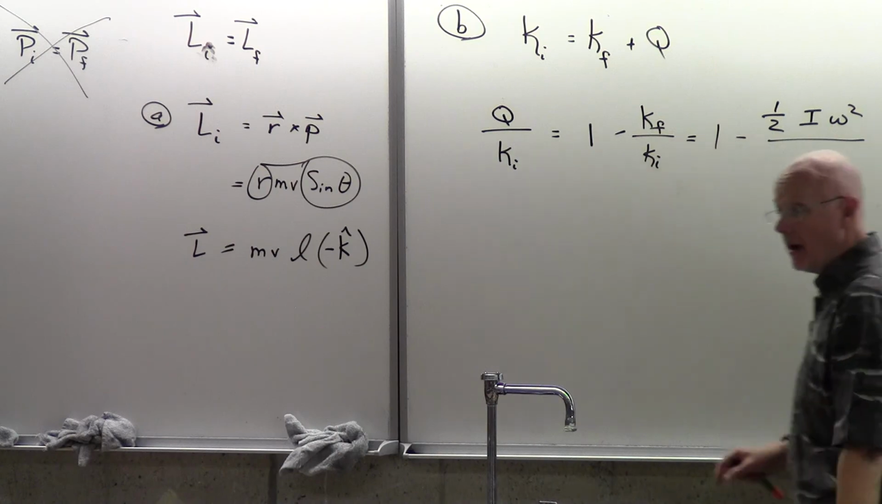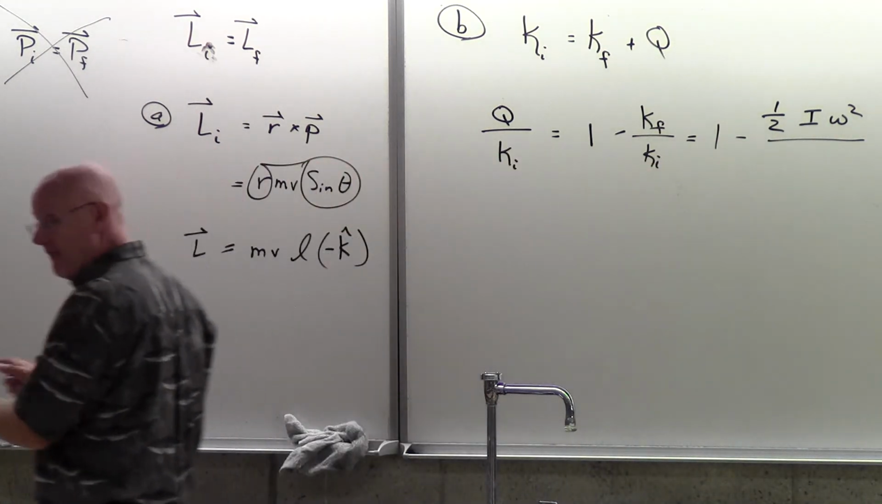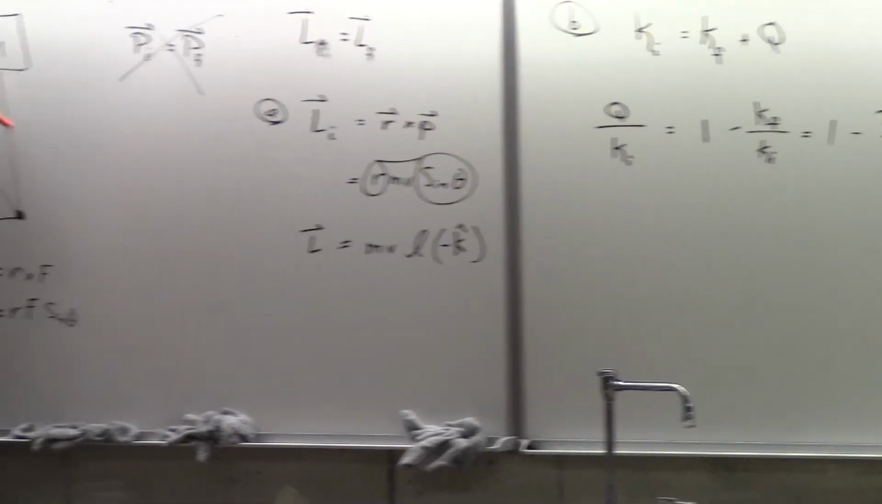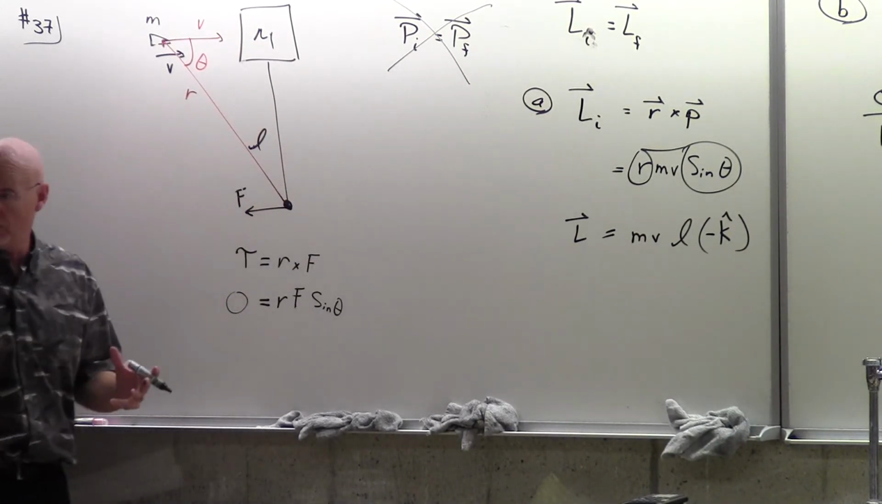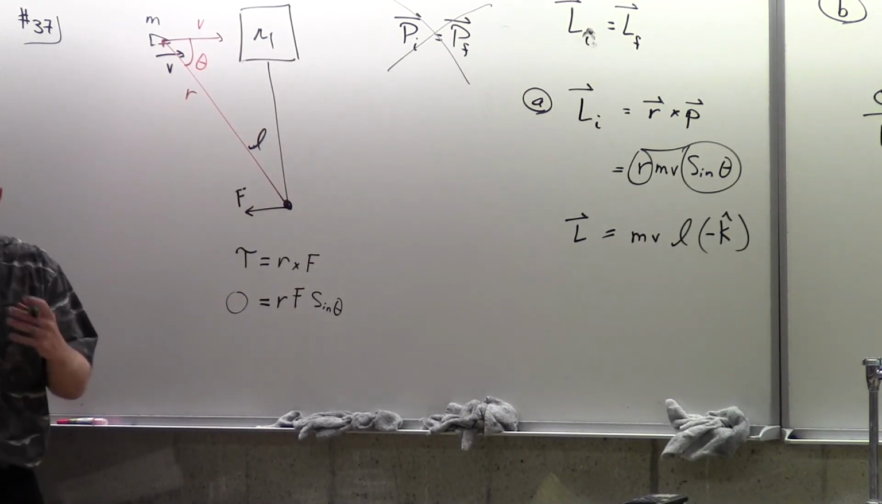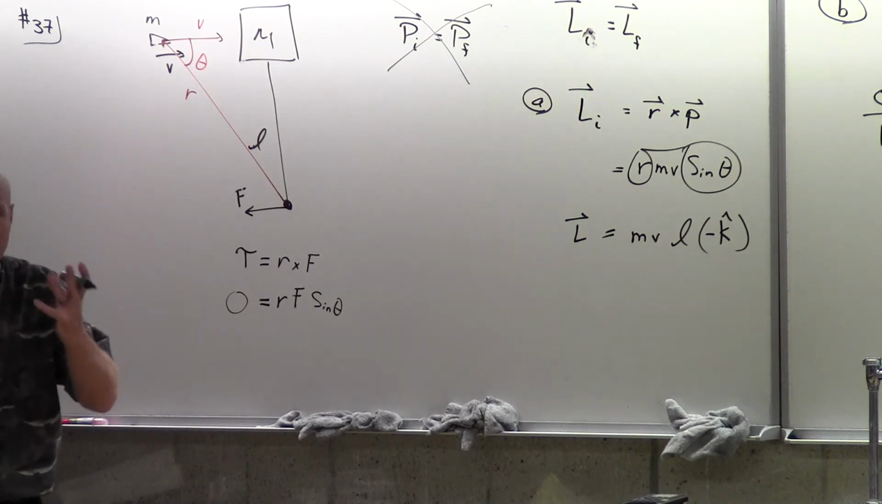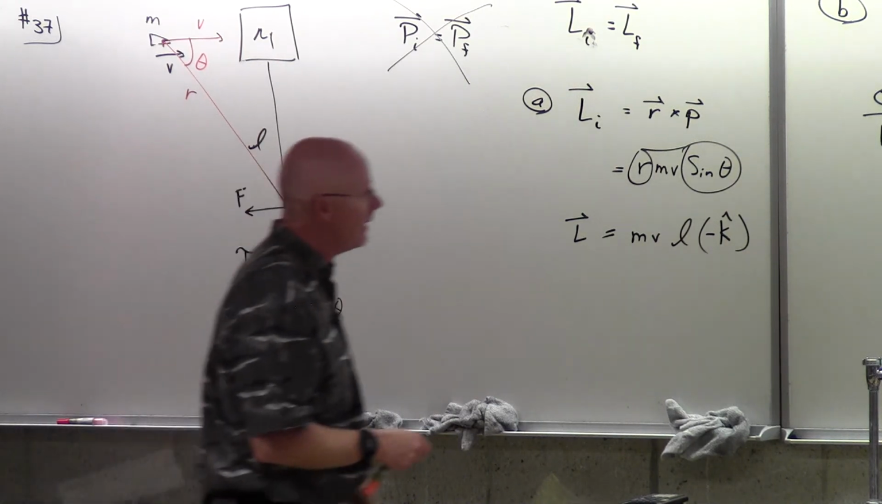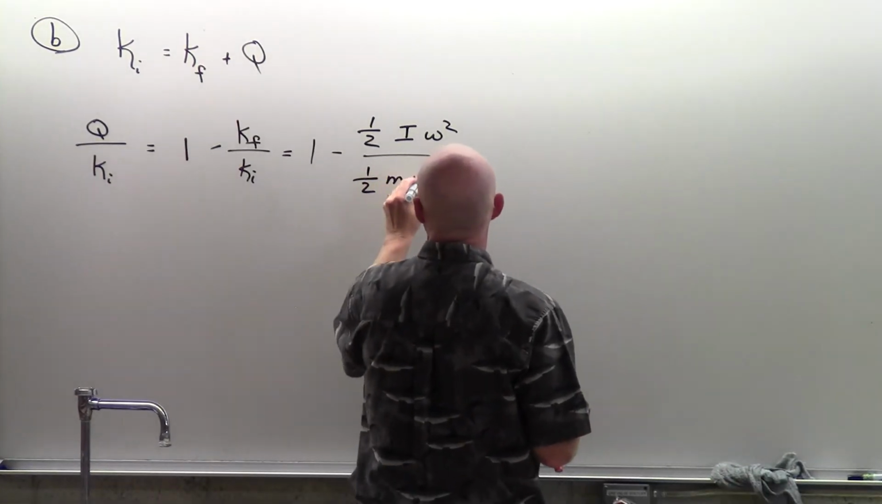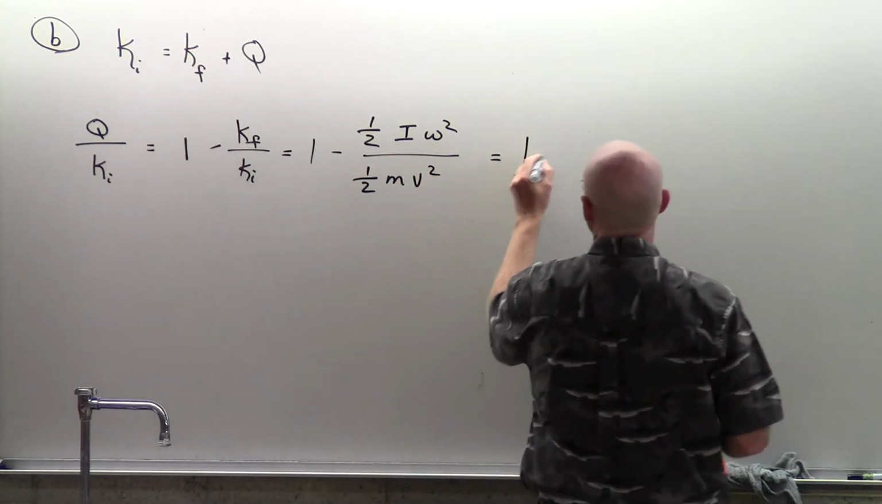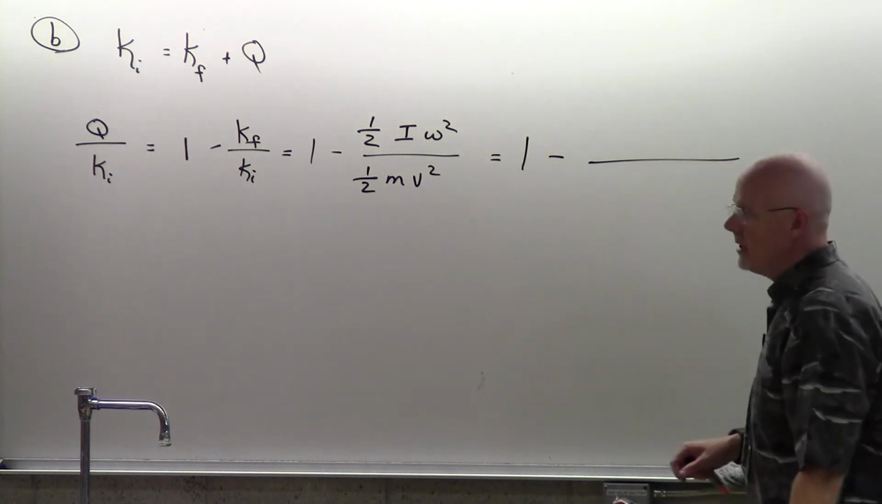Let me pause right there. Because after the collision, I would have this object going in a circle. So its kinetic energy would be thought of as a rotational kinetic energy. Before the impact, I would have translational.